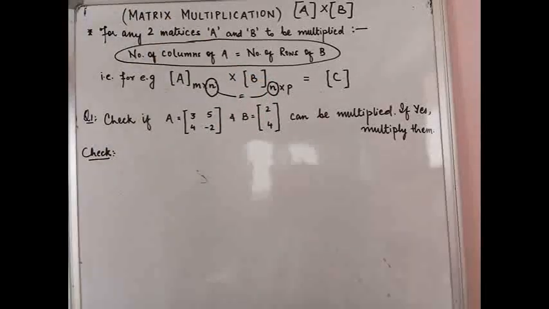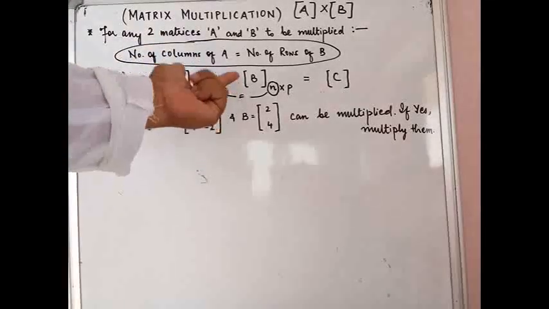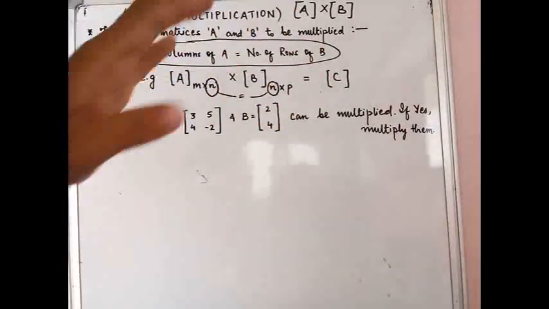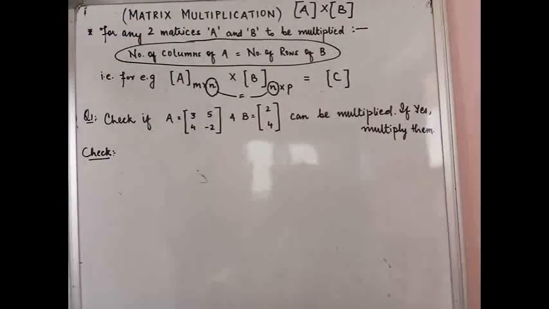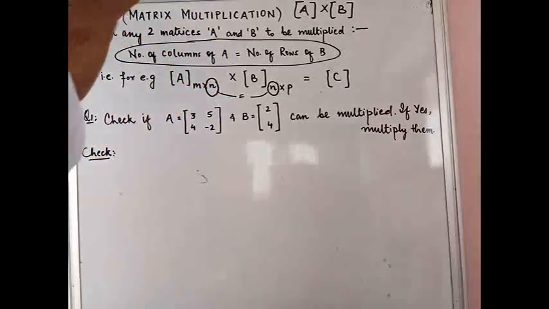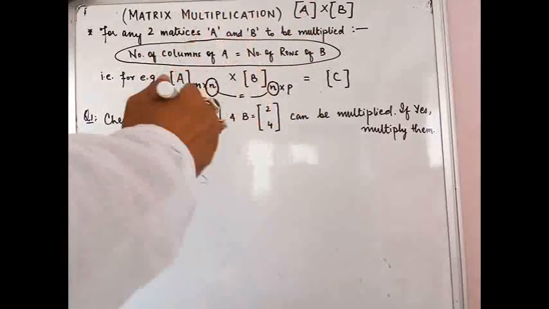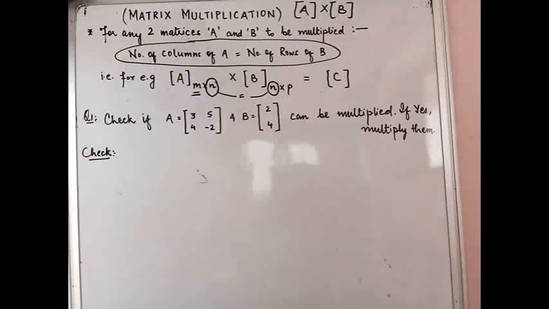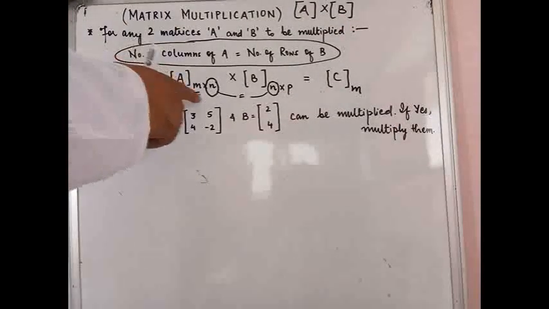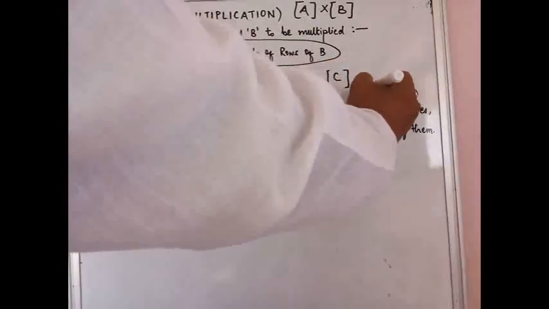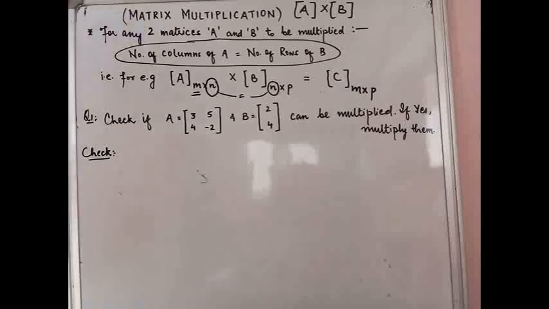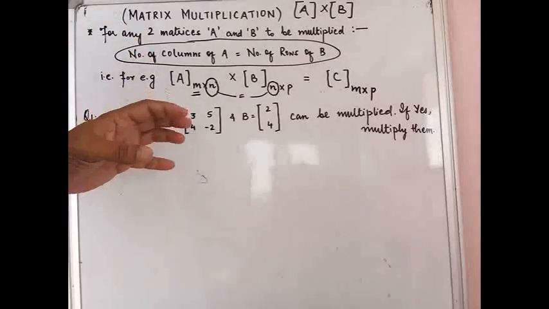If they are equal, then matrix multiplication is possible, and that multiplication will give you another matrix, a third matrix C. The resultant matrix will have an order which takes the number of rows from the first matrix and the number of columns from the second matrix that we multiplied together. Please note, once again I am revising this.